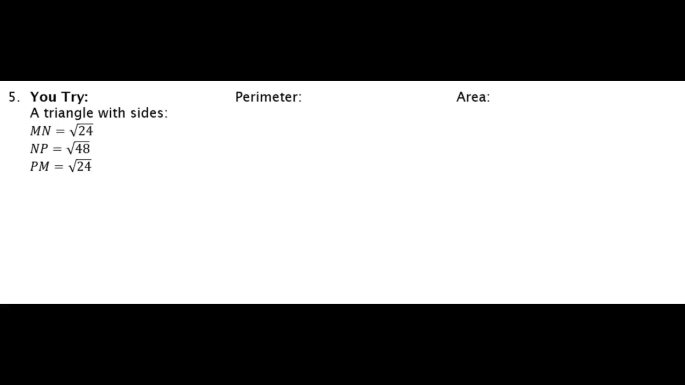We want to find the perimeter and area for the given triangle. But I think what's important to do first is draw a picture. So I'm going to draw a picture and I'm going to make this into a right triangle. And I'm going to label my sides.